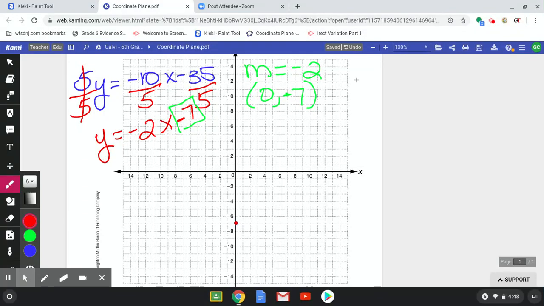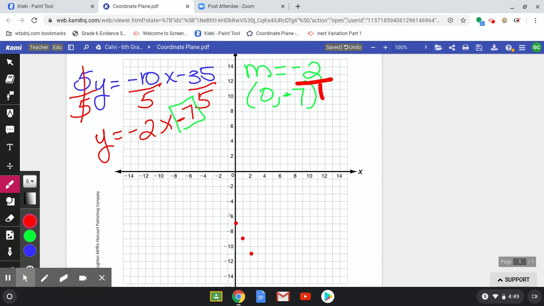Now I'm going to use my rise and run. So they're telling me my slope is negative 2. I'm going to put that over 1, and it's a negative, so that tells me I'm going to go down 2 units, right 1 unit, plot a point. Down 2 units, right 1 unit, plot a point.